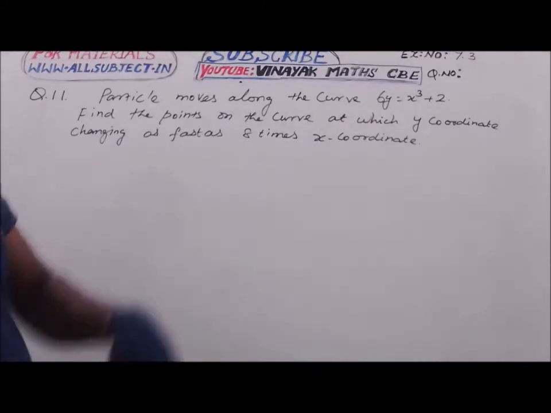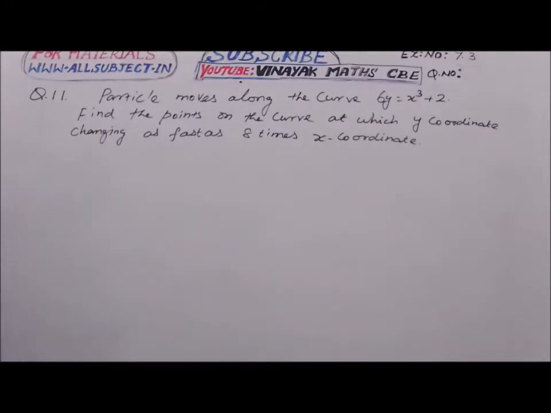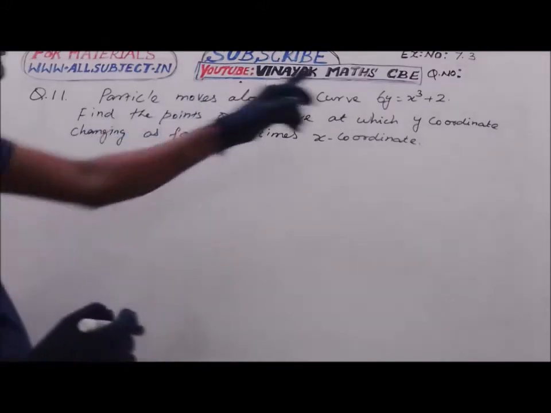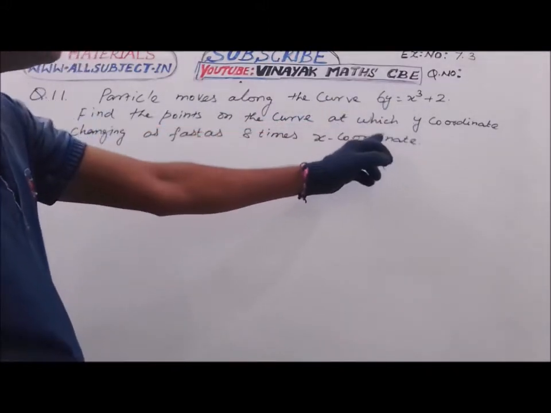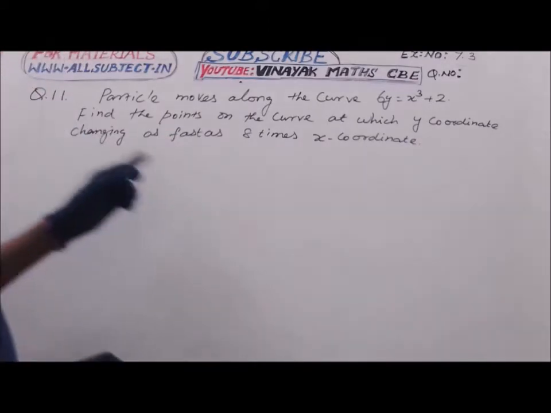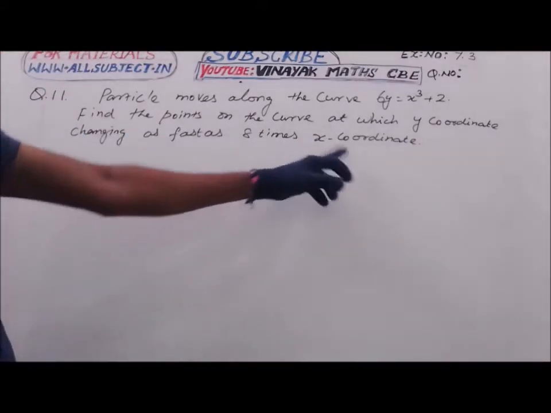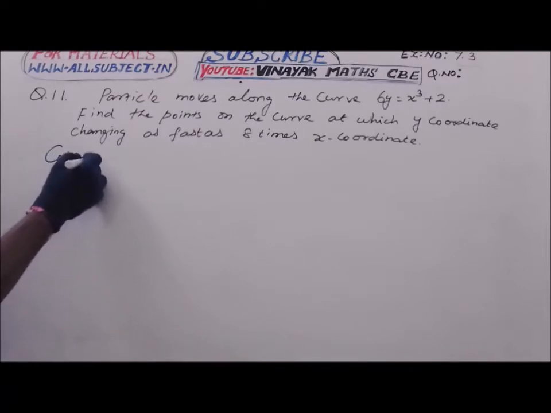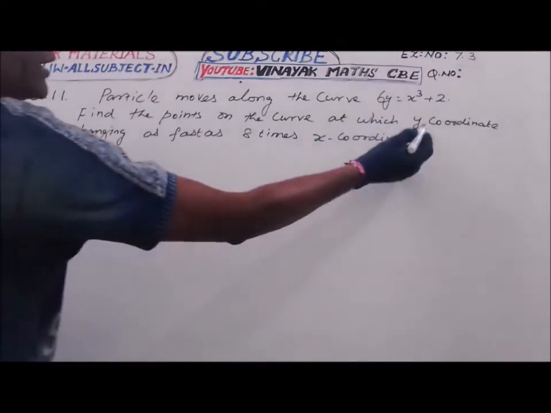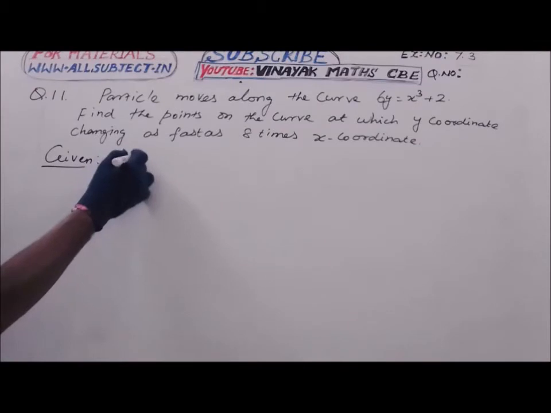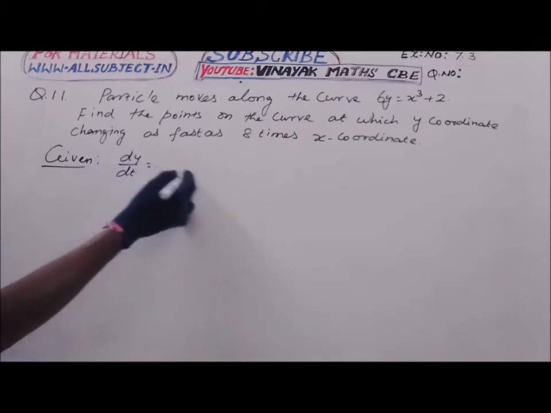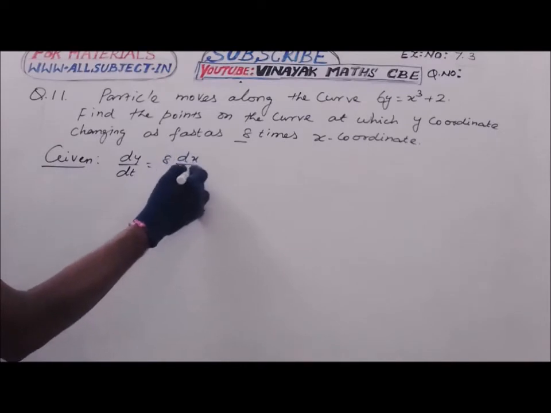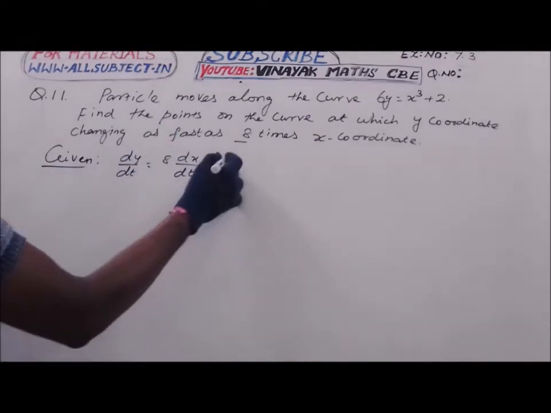8 times the x coordinate. We need to find the points on the curve under the condition that the y coordinate is changing as fast as 8 times the x coordinate. So given the rate of change of y coordinate, dy by dt, is equal to 8 times dx by dt. Let it be 1.